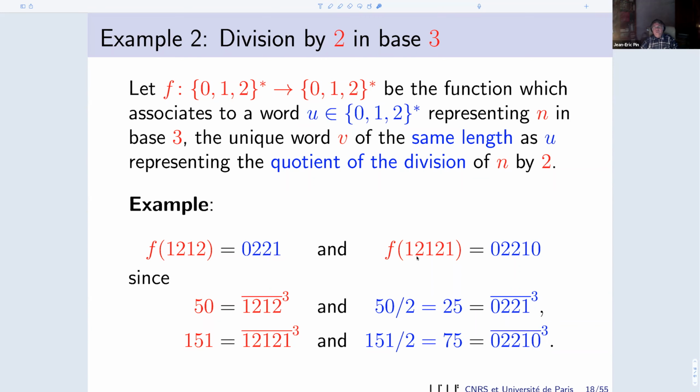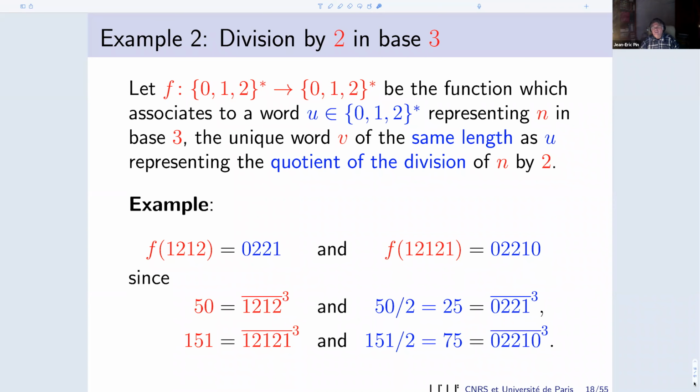If you start with 1, 2, 1, 2, 1, this is in base 3, this is 151. You divide by 2, and you get 75, which again is this number in base 3, and the result is this. Okay, so that's this function.